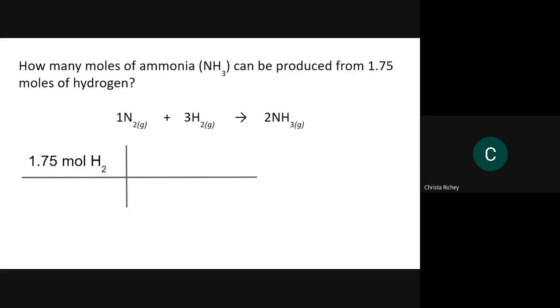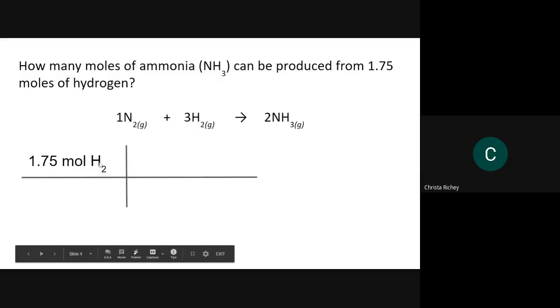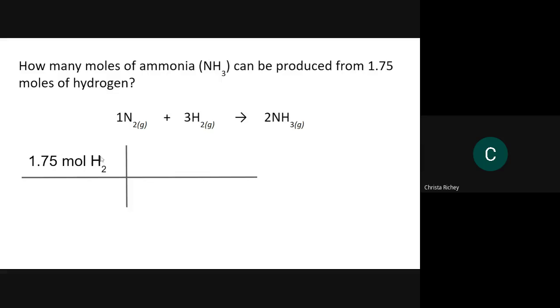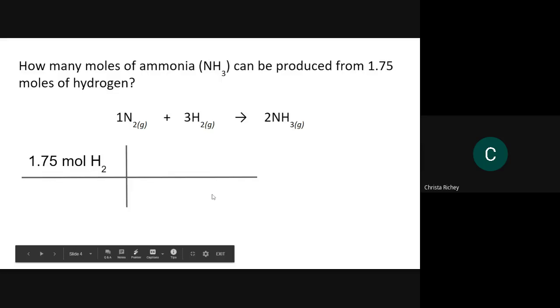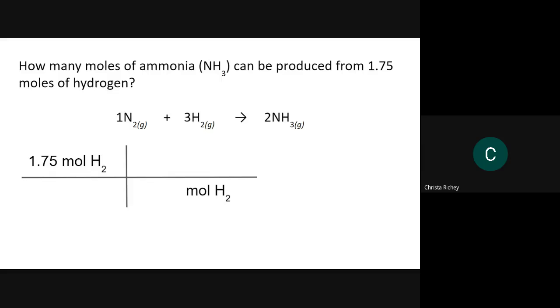I don't want to be in moles of hydrogen. You can't see me pointing online. I don't want to be in moles of hydrogen gas. So where does this unit have to go to cancel out? It's going to go down here. And what are you trying to change it into? Moles of what? Moles of ammonia, which is NH3.